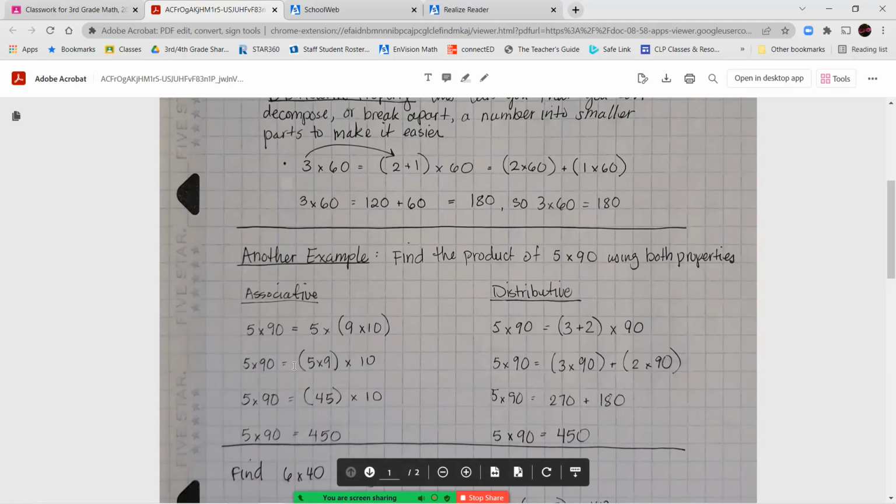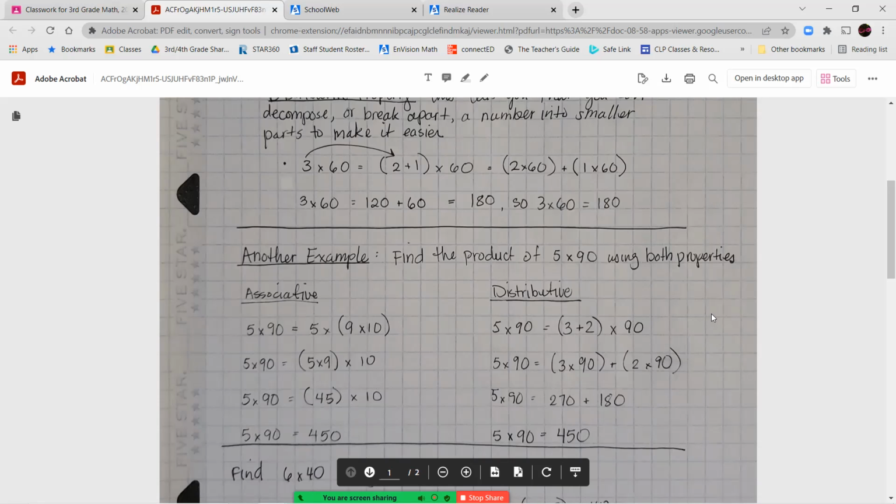I'm going to move my parentheses. So instead of doing 5 times 90 is equal to 5 times, in parentheses, 9 times 10, I'm going to put the parentheses around the 5 times 9, which tells me that's what I'm going to solve first. And then I'll multiply by 10 after. So 5 times 9 gave me 45 times a group of 10. 5 times 90 is 450. Remember, any number times 10, you're just throwing a 0 onto the end of it.